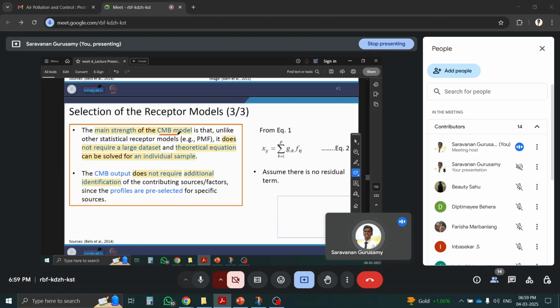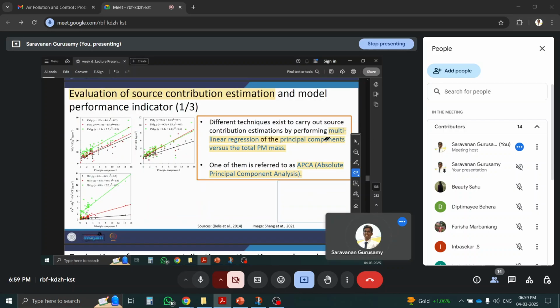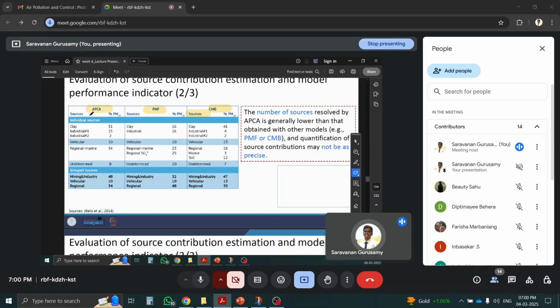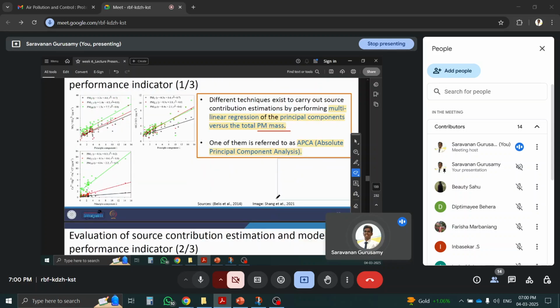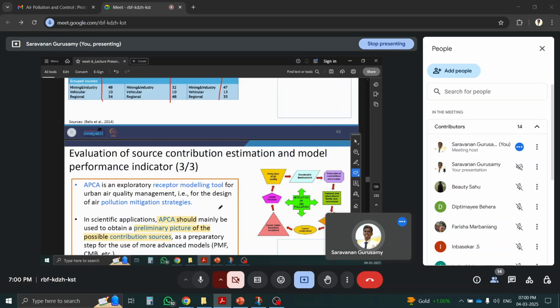So the main strength of the CMB is that it does not require a large data set. It's a theoretical equation that can be solved for an individual pollutant. CMB does not require any additional identification. Here you can see, it uses multilinear regression and the principal component versus the total PM mass, that is particulate matter mass. This is another model, the APCA model, that is, absolute principal component analysis model, that gives different sources and their percentage allocation.